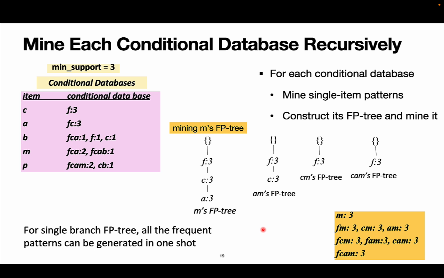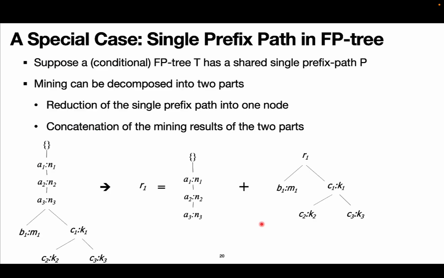In this visualization, you can see the FP tree for M's conditional database, AM conditional database, CM, and CAM, but really we don't need to do this work. We can directly go and find all of the possible subsets with their frequencies.